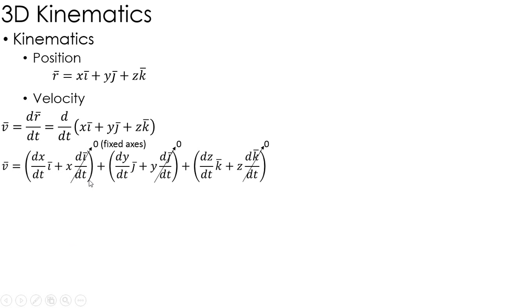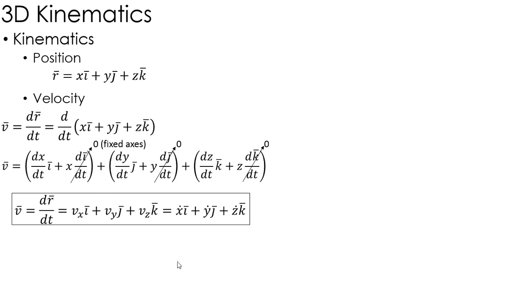The thing is, di/dt, the time derivative of my axes, well, those axes are fixed in our standard rectangular coordinates. So they do not change with time, therefore the time derivative equals 0. And because of that, all we're left with is basically the velocity in the x, velocity in the y, velocity in the z. And again, that's the time derivative of x, time derivative of y, time derivative of z. That is where the x dot, y dot, z dot come from.